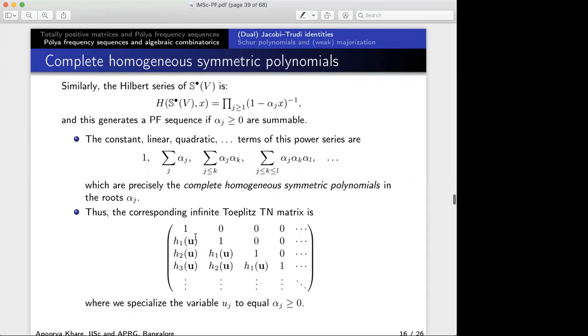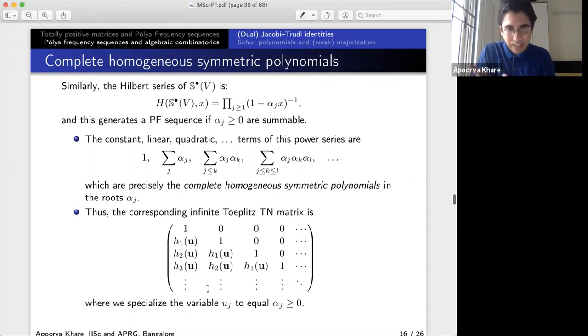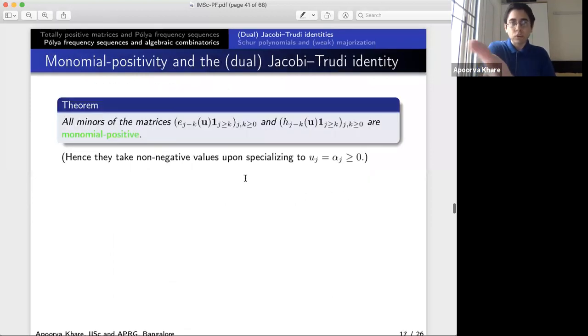And so what I really want to say is now I'm going to upgrade from being numerically positive to something called monomial positive. If you multiply H1 times H1 and subtract H2, you will get back something which is still a sum of monomials. And that's the claim, that's the theorem: every minor of this matrix with variables, not non-negative numbers, is still non-negative as a sum of monomials. And in particular, of course, when you specialize.